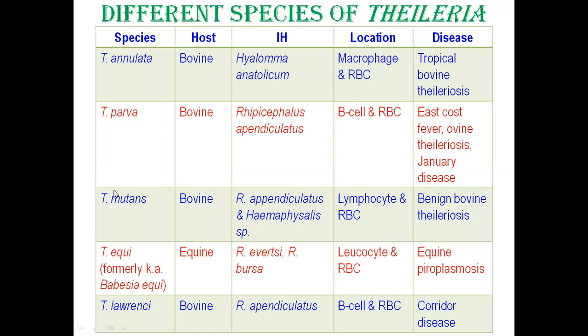Okay, another one is Theileria mutans, which is also causing benign bovine Theileriosis, which will infect lymphocytes and RBC. And very important is Theileria equi, which was earlier known as Babesia equi, but now it is named Theileria equi, which is causing equine piroplasmosis, and Theileria lorenzi, which is infecting B cells and RBC that cause corridor disease. All these things we will come to.